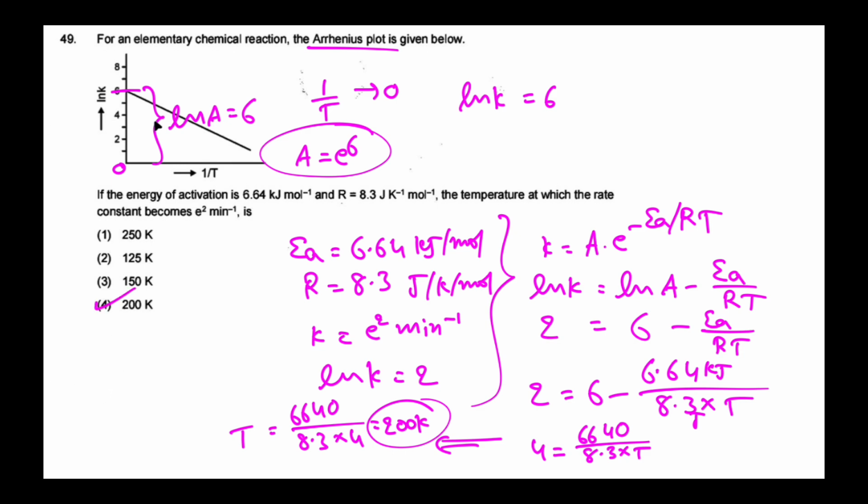So from the graph also, slope is what? Minus Ea by R. When ln K is equal to 2, it corresponds to T is equal to 200 Kelvin. So the answer is 200 Kelvin.